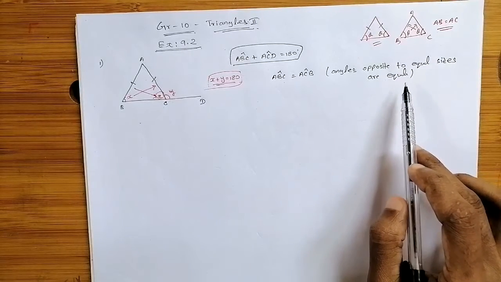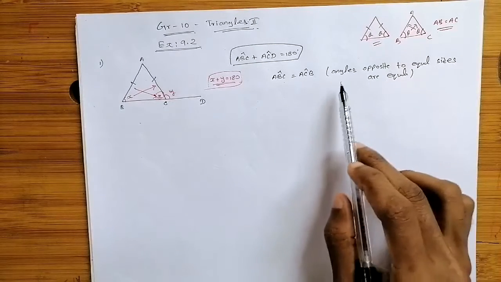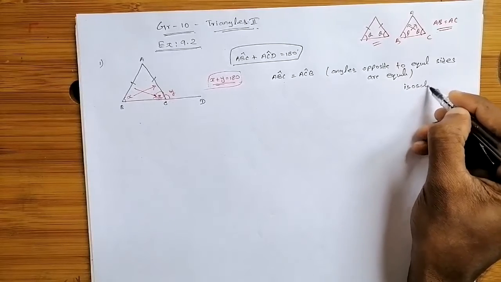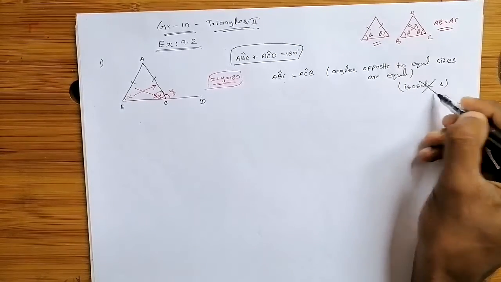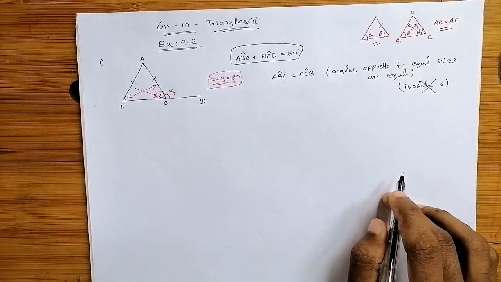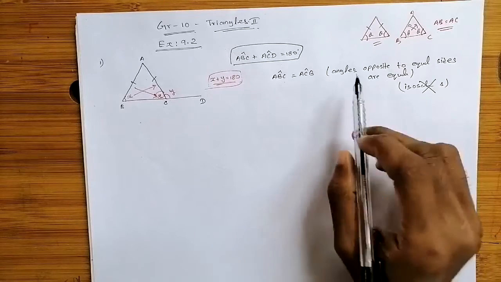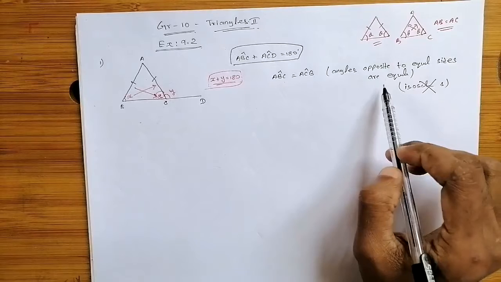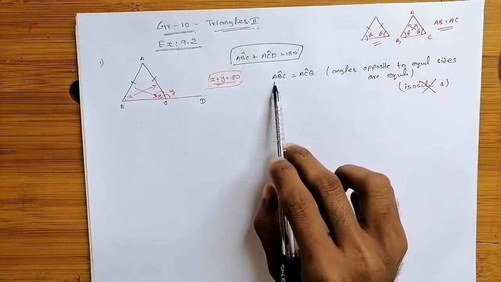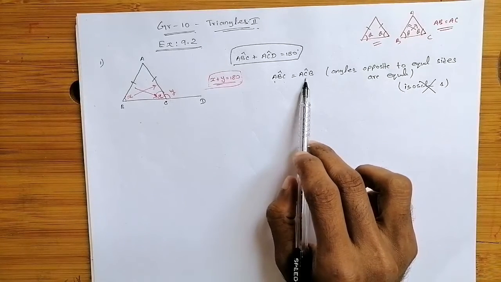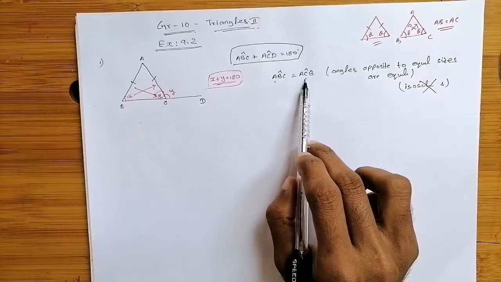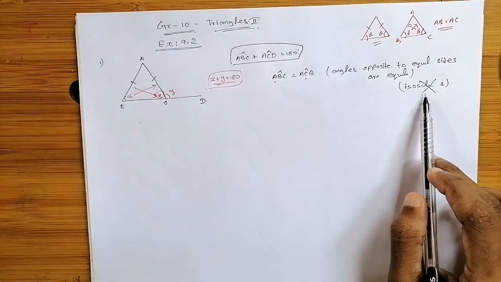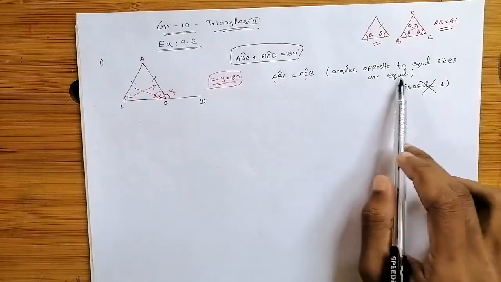So some students think they can write isosceles triangle. They write it like this: isosceles triangle. So it's wrong. There is nothing about isosceles triangle. The part we are writing inside the bracket is the reason why ABC is equal to ACB. So ABC is equal to ACB. What is the reason? Isosceles triangle. Is it correct? No. We need to mention the theory. So we need to write it in full form.